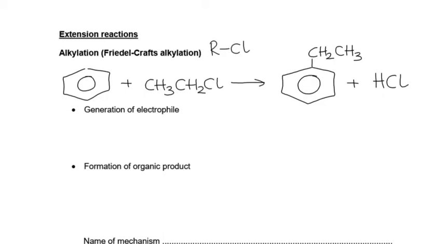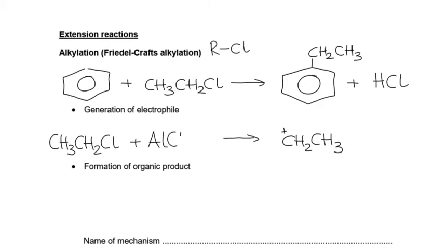So how do we generate the electrophile? Remember, we put our hand over the benzene ring and we see what our electrophile is. Our electrophile is going to be a CH2CH3 with a plus. How do we make that? We're going to make that from our halogenoalkane, CH3CH2Cl. We're going to use AlCl3 again. In fact, it's only the nitration that uses a different catalyst. Every other reaction is going to use this AlCl3.